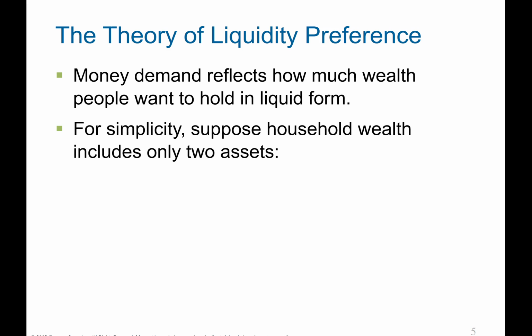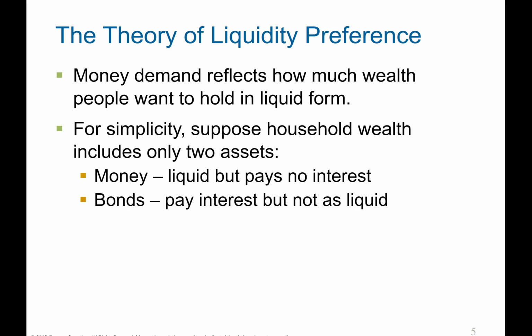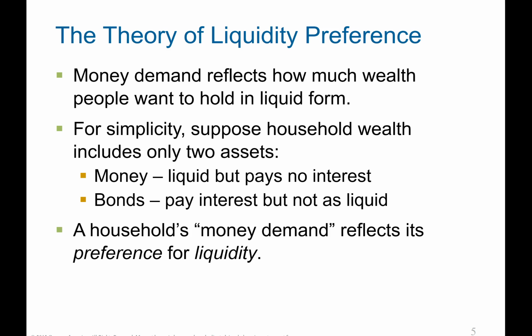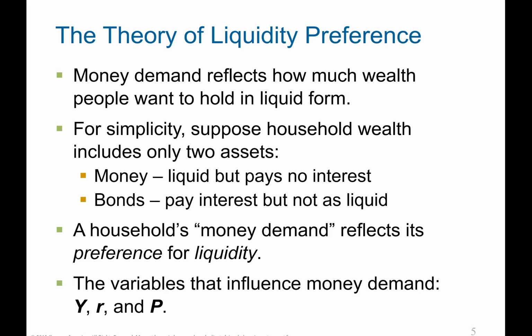For simplicity, we're going to imagine that household wealth consists of only two assets. Money, which is liquid, and it pays no interest because the assumption is you're carrying it in cash, and bonds, which pay interest, but they're not as liquid because in order to turn a bond into cash, there has to be a transaction in between. So money demand then is how much money or bonds people want to hold in the event of a transaction. A household's money demand reflects its preference for liquidity, meaning that they have to make a decision between whether they're going to hold it in the form of money or bonds.